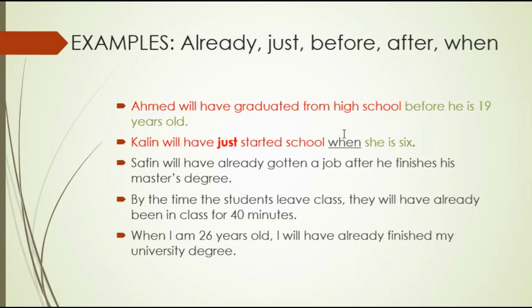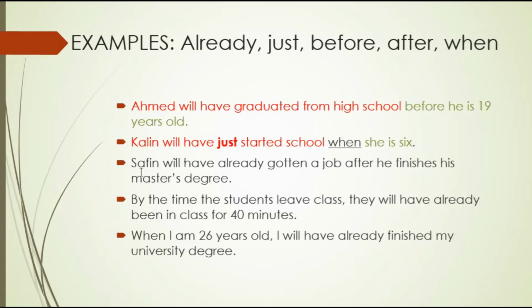So this is very close to that. As you know, most students go to high school in Kurdistan when they are 6 years old. In this example, our student Kalin goes to school, or will go to school because it's in the future, right? Before she is 6, right? So we're saying she will have just started school when she is 6, right?